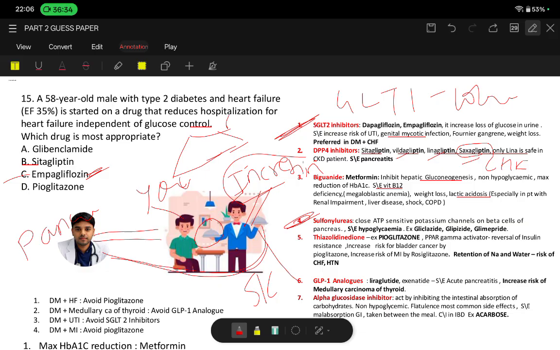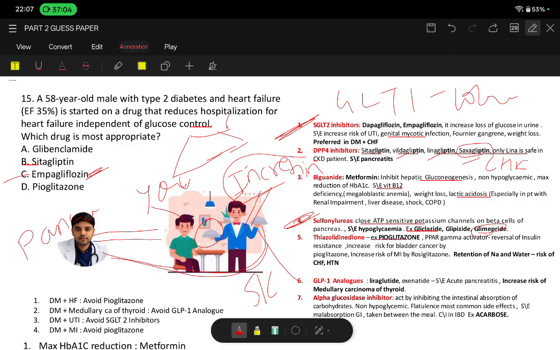Next one, your sulfonylureas. What is the mechanism of action? It closes the ATP sensitive potassium channels on the beta cells of the pancreas. As I said, the side effect is hypoglycemia. Examples: gliclazide, glipizide, glimepiride. Currently gliclazide is very famous. Glimepiride is not very safe, but apart from this, gliclazide is very good.